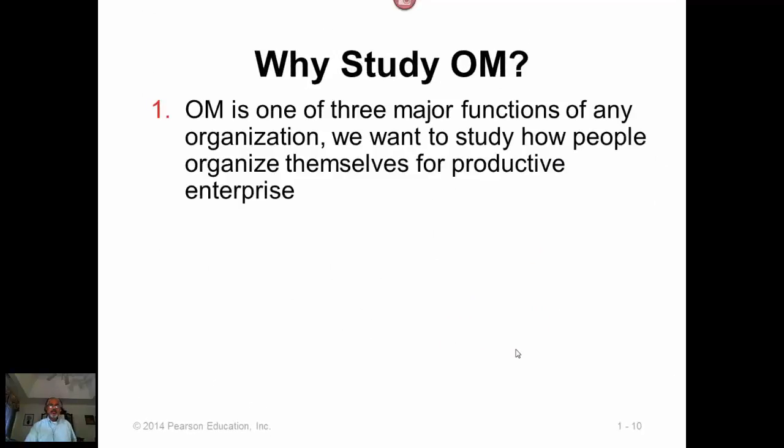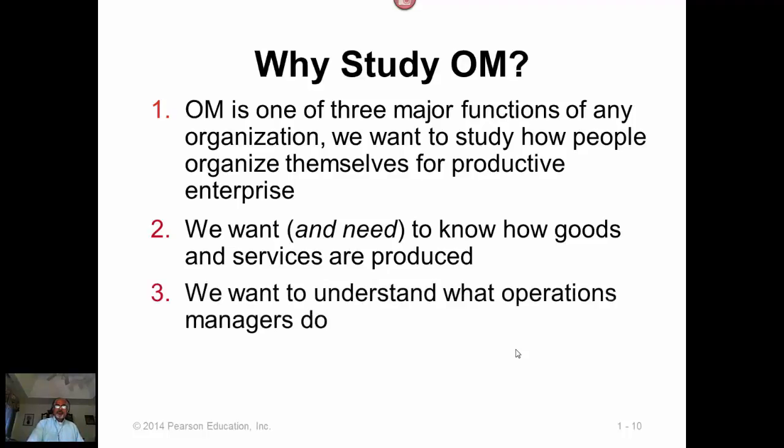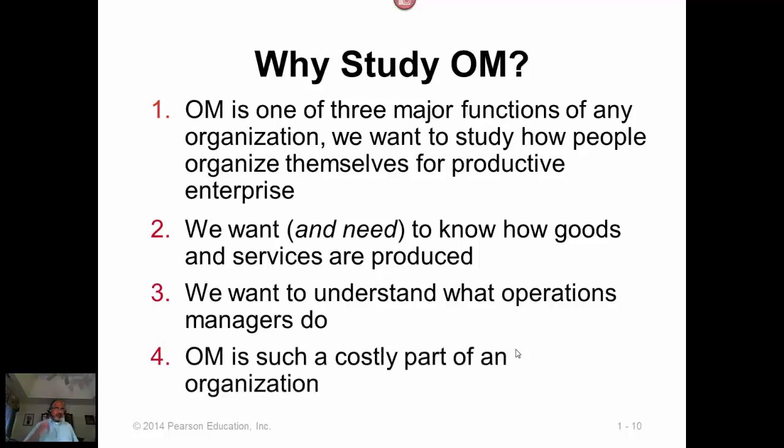Now, why do we study operations management? Because operations management is an essential function, one of the three essential functions, so we want to study that. And also, as you will see in the next slide, operations management involves activities that have a direct link to a major part of the cost of a company.